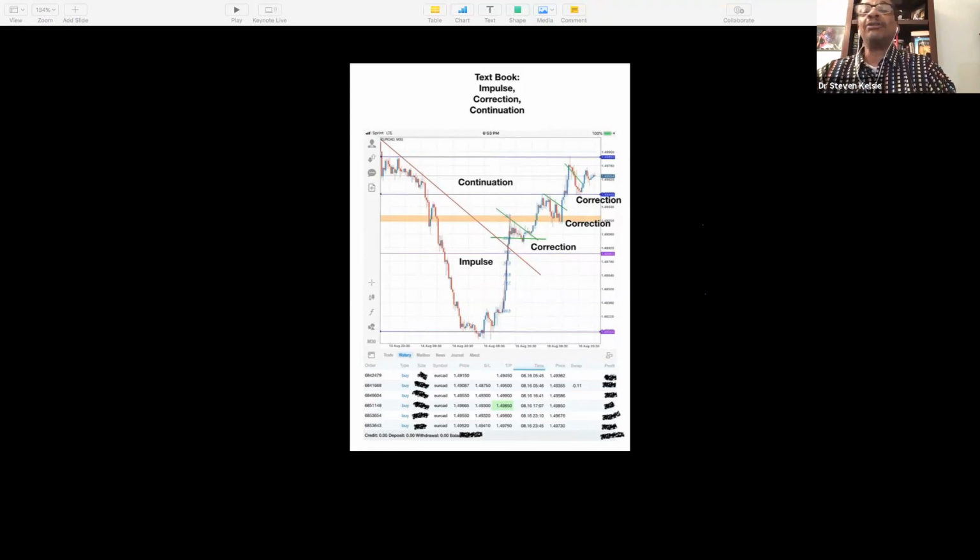And then there'll be the main one saying, it don't work. Look what they're missing. This is strong. It's for you. Impulse, correction, continuation. Look at this. The focus is on what? The uptrend, not the downtrend, not this. This is not the focus.